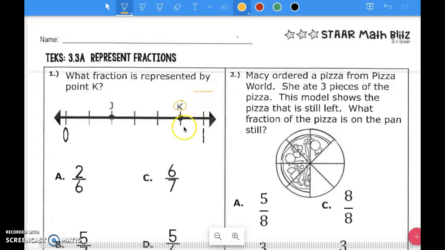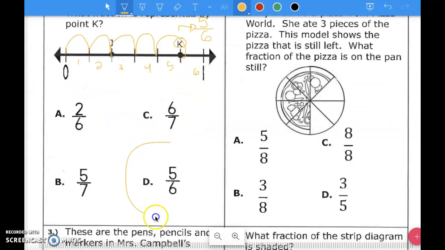No, I'm so sorry, not 5. 1, 2, 3, 4, 5, 6 is divided into 6 parts. And the letter K goes 1, 2, 3, 4, 5. So it's 5 out of 6. That's my fraction for this point. Okay? And 5 out of 6 is right here.